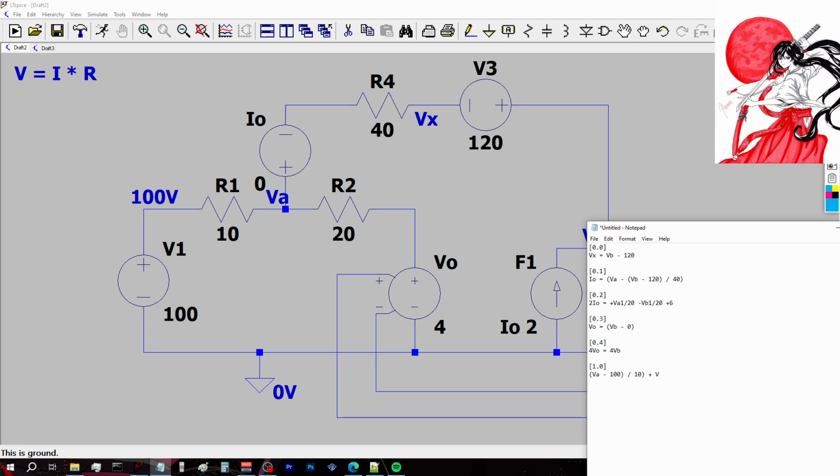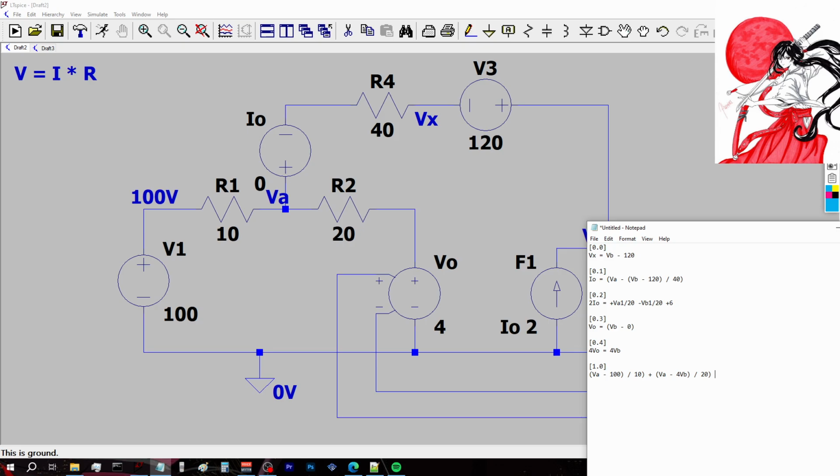So we're going to do VA minus the voltage difference across that resistor, which is going to be gain of 4 VO, and we know 4 VO is equal to 4 VB, so we're going to write 4 VB. And we're going to divide that by 20, and that's going to give us the current in that wire.